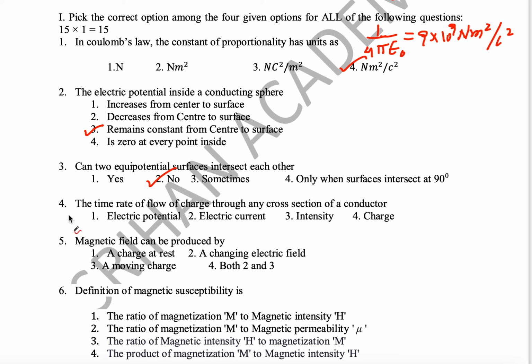Next, the fourth question: the time rate of flow of charge through any cross section of the conductor. We know from the third chapter, electric current, that the rate of flow of electric charge is known as electric current. So the second option is correct here.